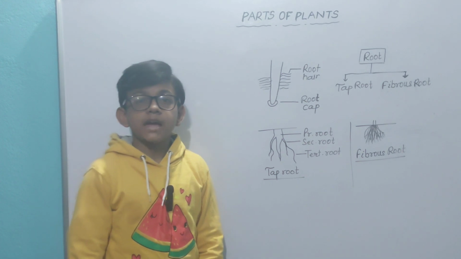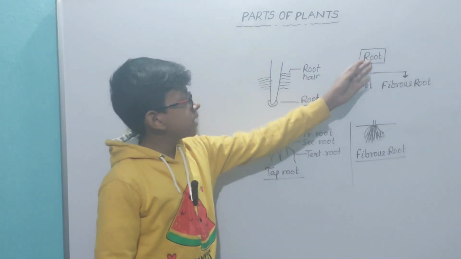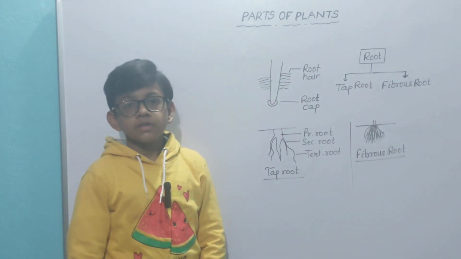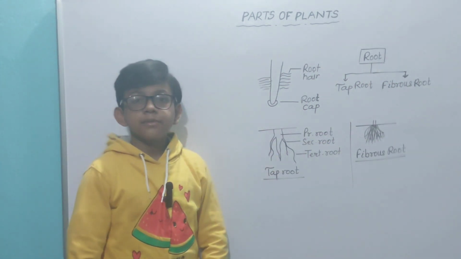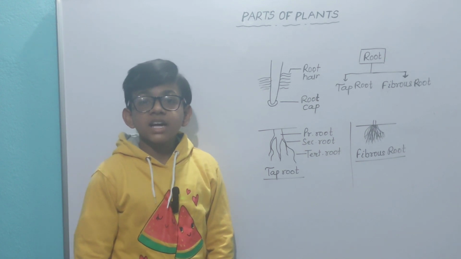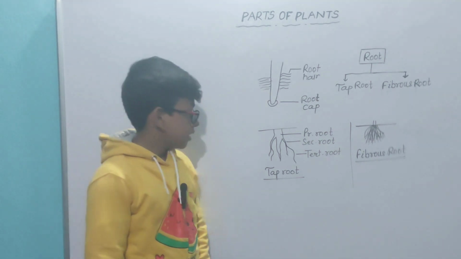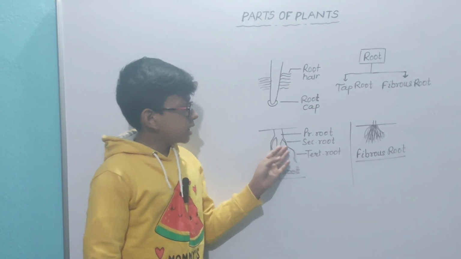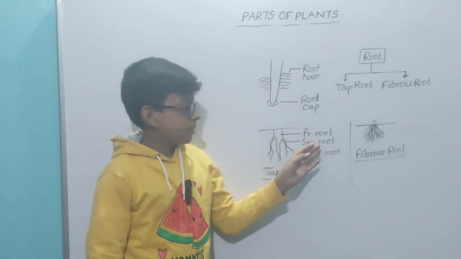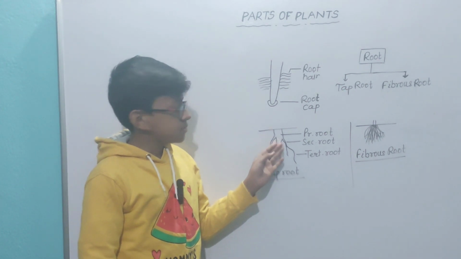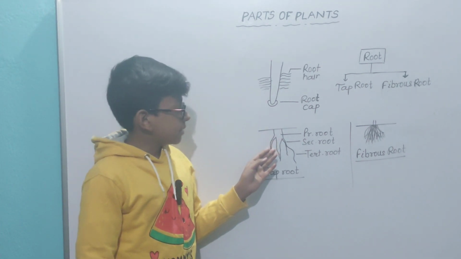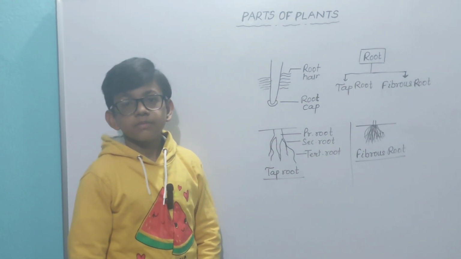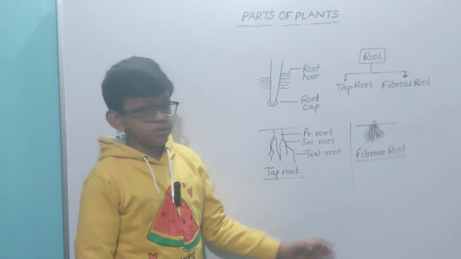Now, let's know about types of roots. Roots are mainly two types: taproot and fibrous root. First of all, taproot. Taproot arises from the radicle of the seed. One long main root goes deep down, called primary taproot. Branches which arise from primary taproot are called secondary taproot, and the branches arising from secondary taproot are known as tertiary taproot.